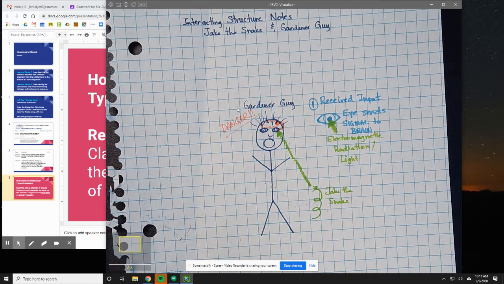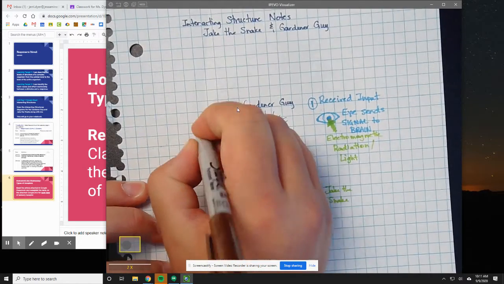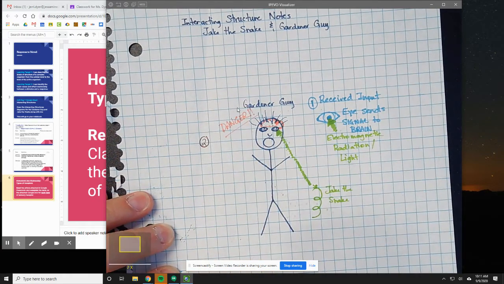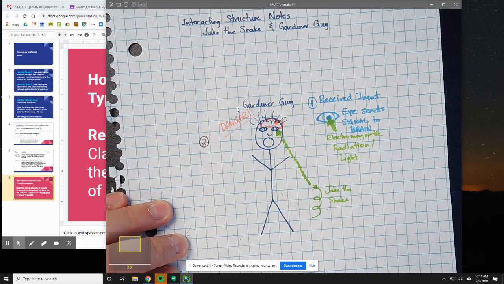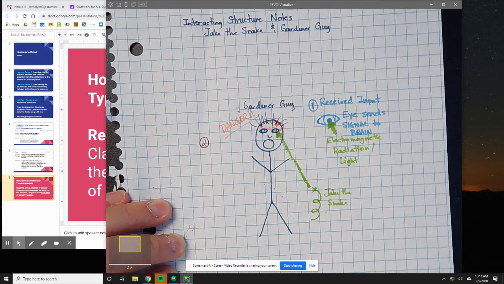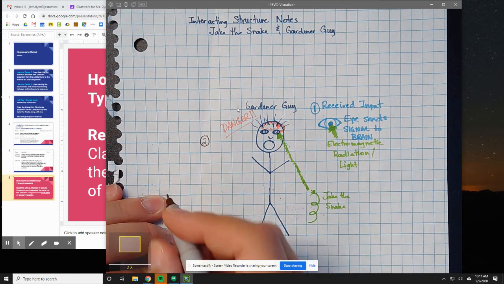So then the brain is going to cause a response. And the way that the brain does that is it's going to prepare the rest of the body for some kind of action. And this is kind of fight or flight. So the brain is preparing the gardener guy to either flee or to fight. So fight or flight response is what we're looking at a little bit here. We're looking at the complexities of that. So we're not just saying, oh, hey, here's a fight or flight response. We're looking at how that response comes about.